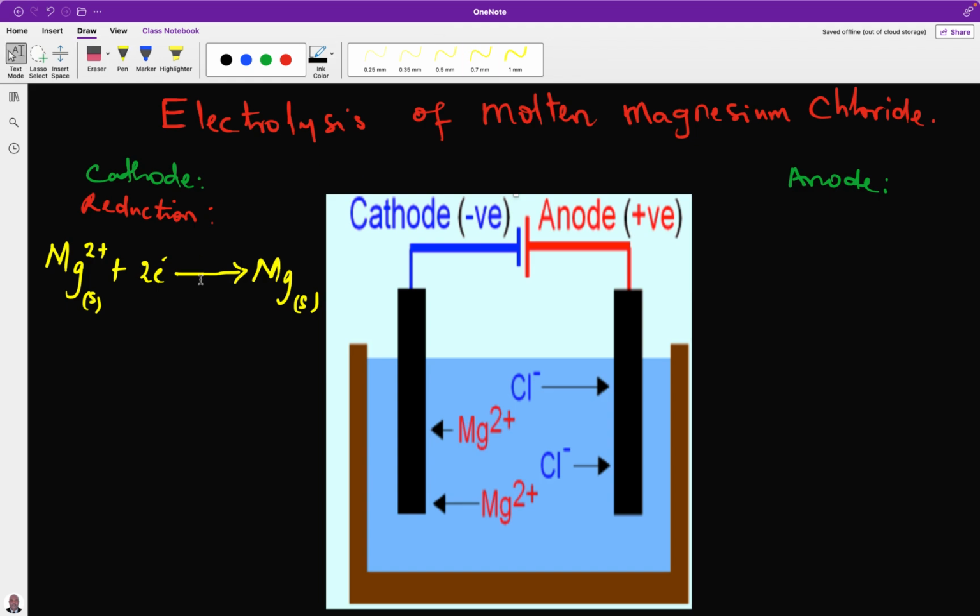Again, then at the anode, what is happening at the anode? At the anode, the chloride ion will do what? The chloride ion will lose electron.